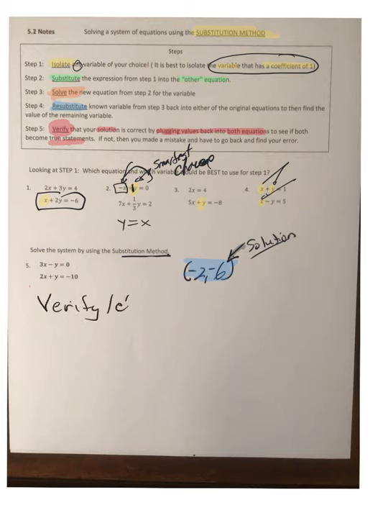So to verify, or to check to make sure we didn't make a mistake, remember I'm thinking x should be -2 and I'm thinking y should be -6. So I'm going to take the top equation and wherever I see an x, I'm going to put -2 and wherever I see a y, I'm going to put -6.